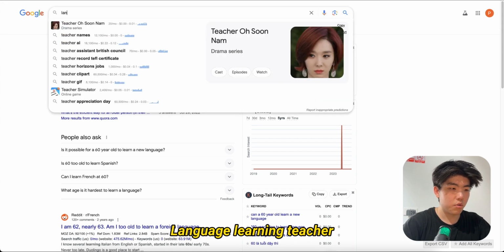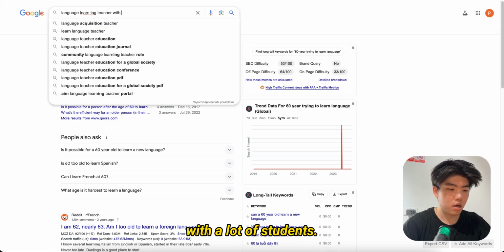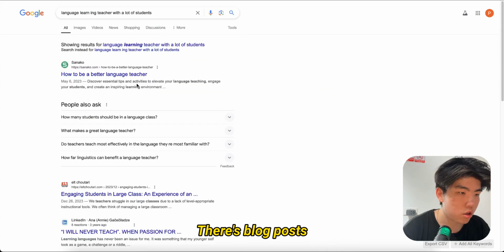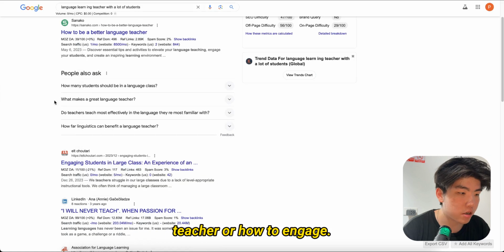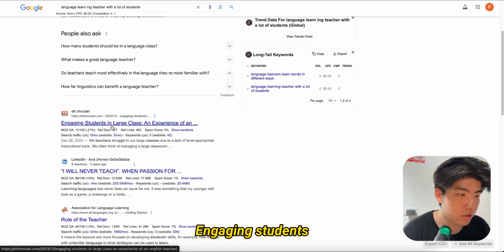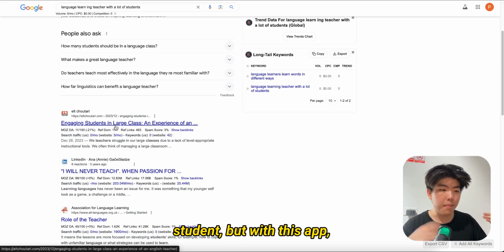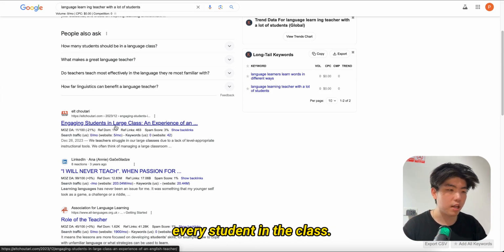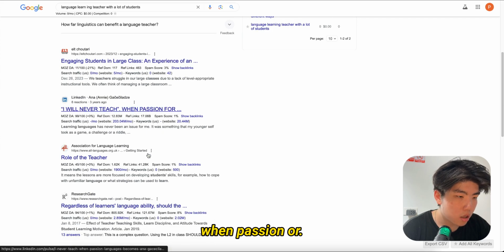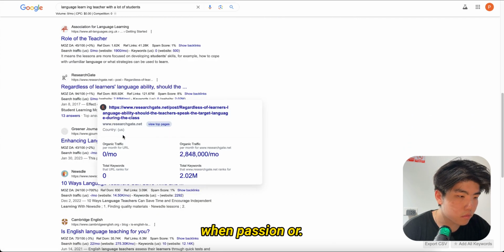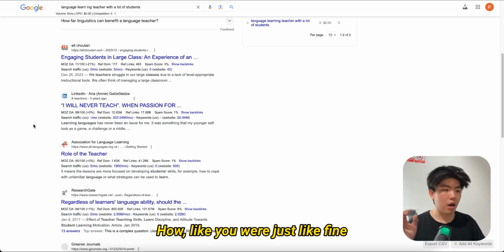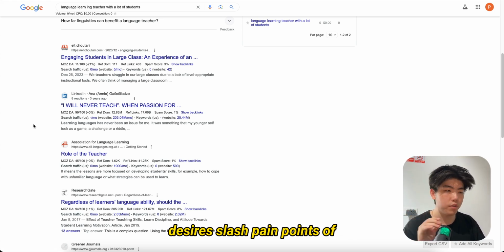Teacher, language learning teacher with a lot of students. There's blog posts about how to be a better teacher or how to engage here, right? Engaging students in a large class. If you're actually teaching in person, it's hard to engage every student. But with this app, it makes it easier to engage every student in the class. That's just another example of how you would find desires and pain points of these specific customer profiles.